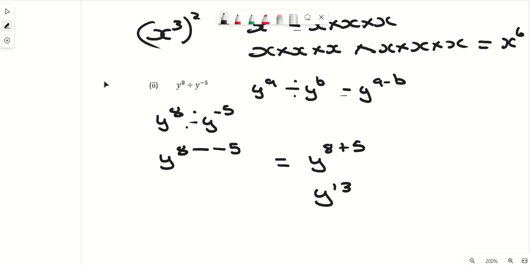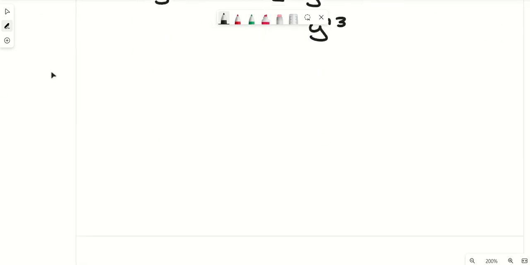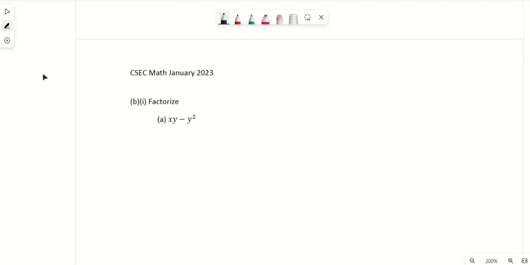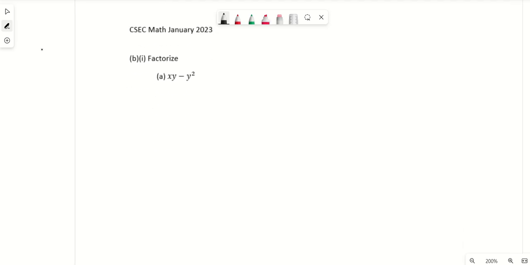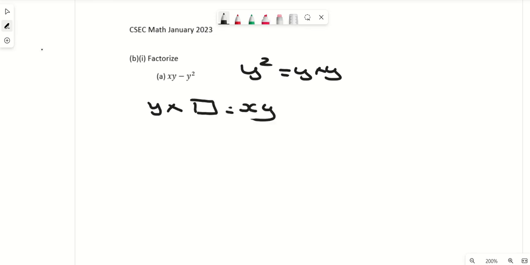So you need to know your laws of indices. That was for part A. Then part B, we have our factorization question. When they ask you to factorize, you first ask yourself, what do xy and y squared have in common? Please note that y squared is the same thing as y multiplied by y. So we know there's y in common. So y multiplied by what would give you xy, and y multiplied by what would give you y squared? y multiplied by x and y multiplied by y.